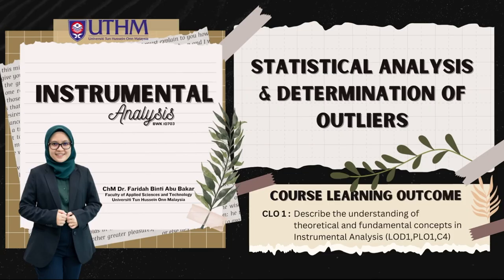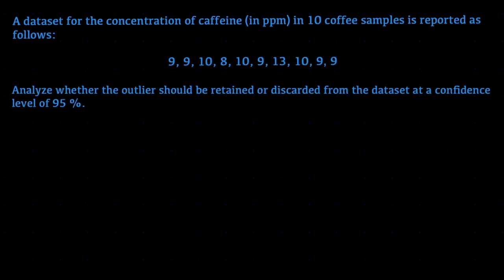In this video, we shall learn about statistical analysis and the determination of outliers. A data set for the concentration of caffeine in ppm in 10 coffee samples is reported as follows. Analyze whether the outlier should be retained or discarded from the data set at a confidence level of 95%.